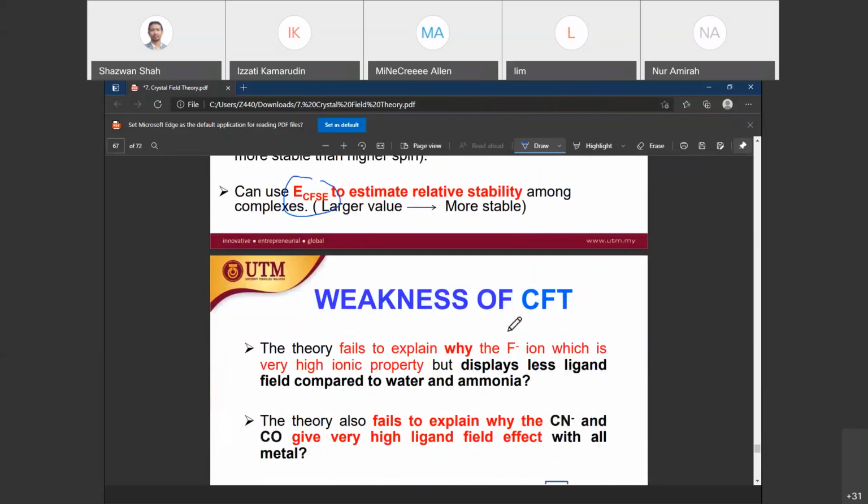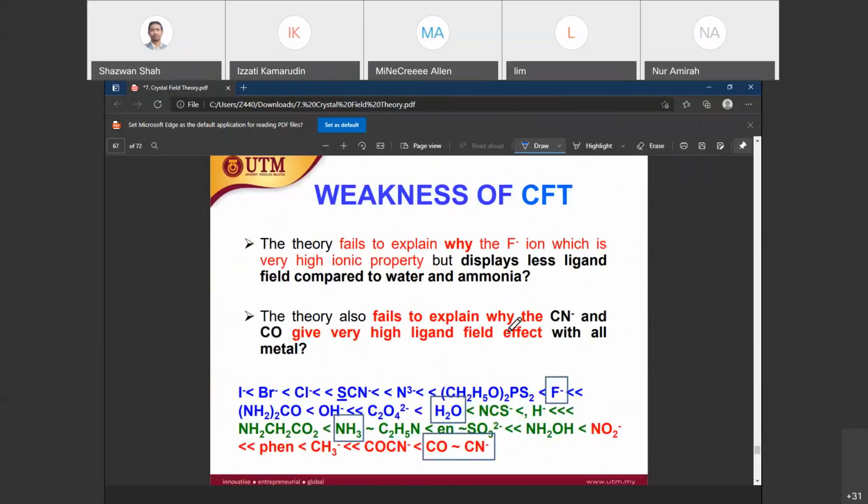However, there are some weaknesses of CFT. First, this theory fails to explain why the fluoride ion, which has very high ionic character, displays a weaker ligand field compared to water and ammonia. Because fluoride has higher electronegativity to pull the electrons, but it shows a weaker ligand field. Okay, so you can see this is the position of fluorine compared to water and ammonia.